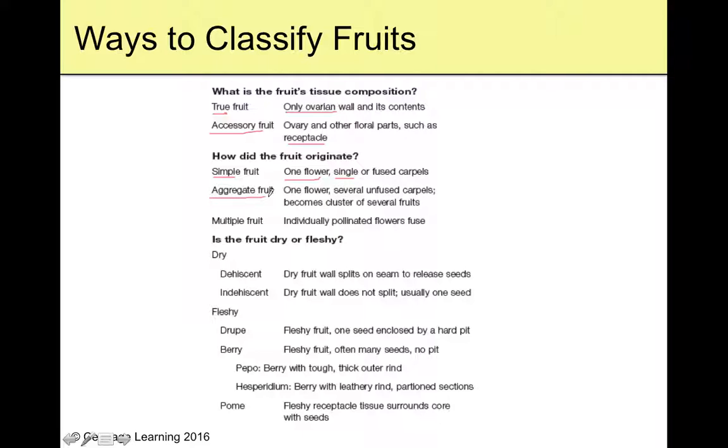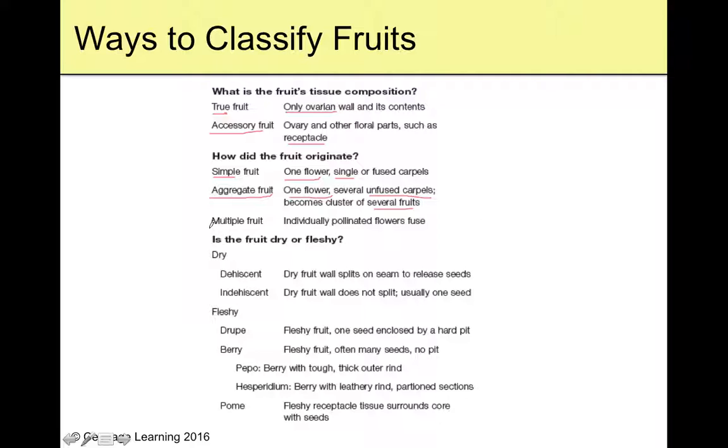There's also aggregate fruits, like raspberries. If you ever picked a wild raspberry, it just kind of falls apart in your hand, because a raspberry is not a berry. A raspberry is an aggregate fruit. And what we eat on the raspberry, all the little red circles, if you will, that fall apart, those are each individual fruits. And so one flower is making an aggregate fruit, but it has several unfused carpels, and those several carpels become several fruits. So a raspberry is a good example of that. I think a blackberry would probably also count.